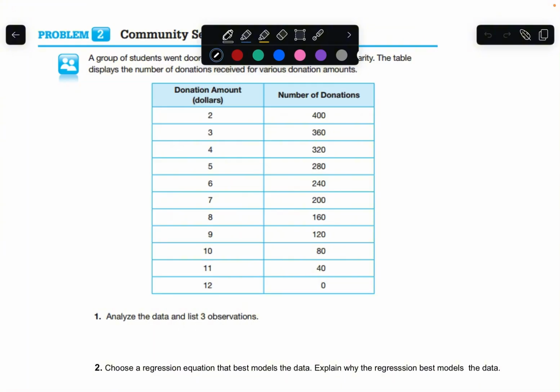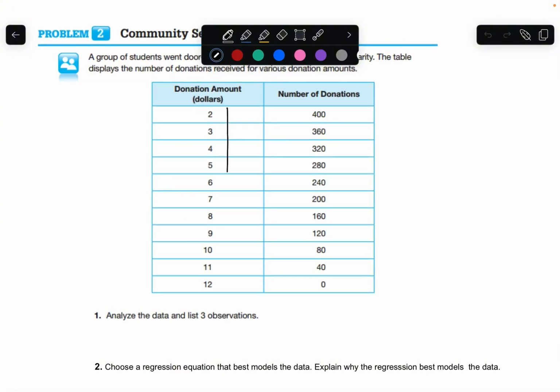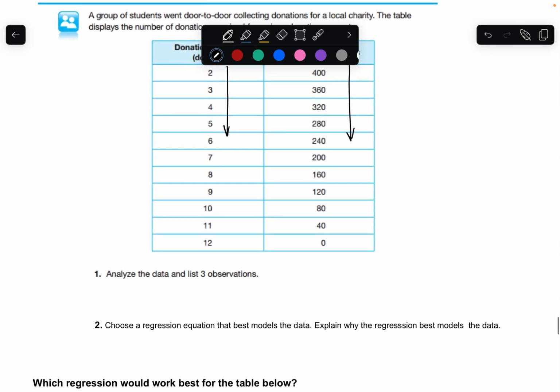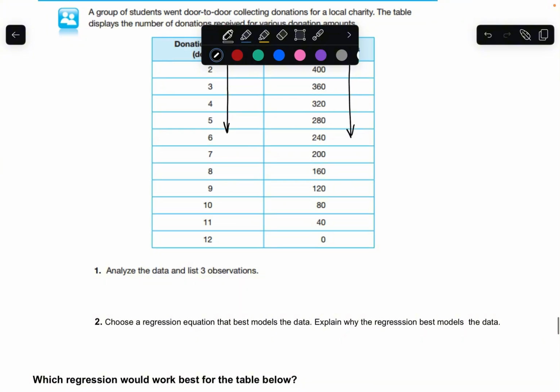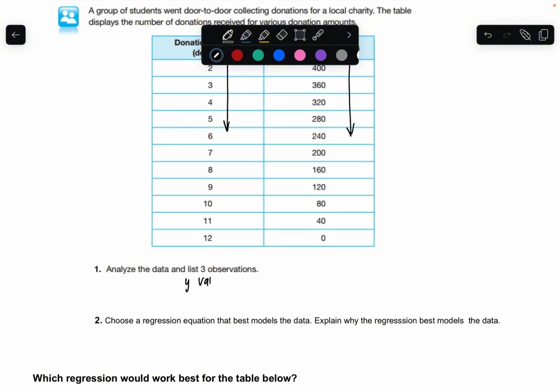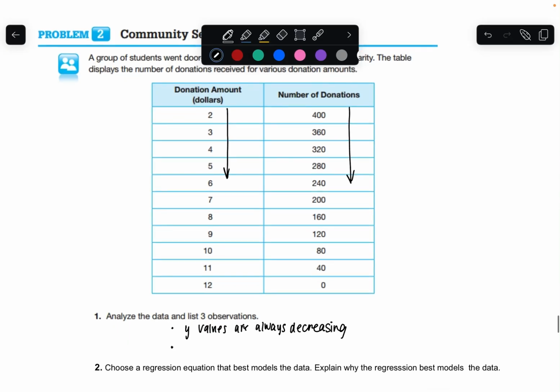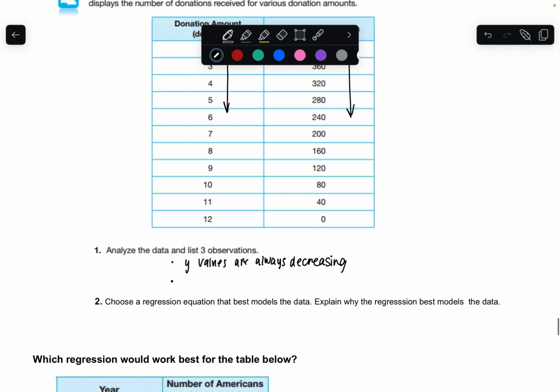And so one thing I notice is as the x values increase, the y values are decreasing to 0. They don't decrease to a minimum or ever go back up. And so y values are always decreasing. Another thing I notice is that they don't get below 0.